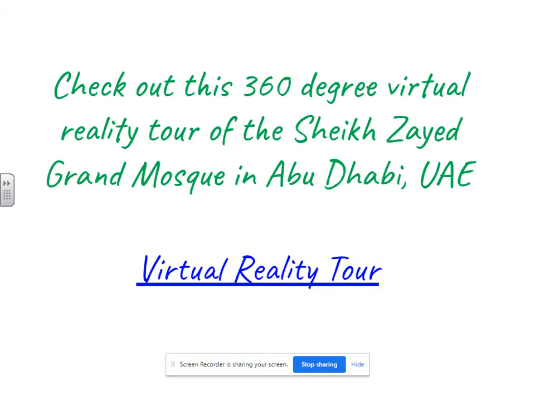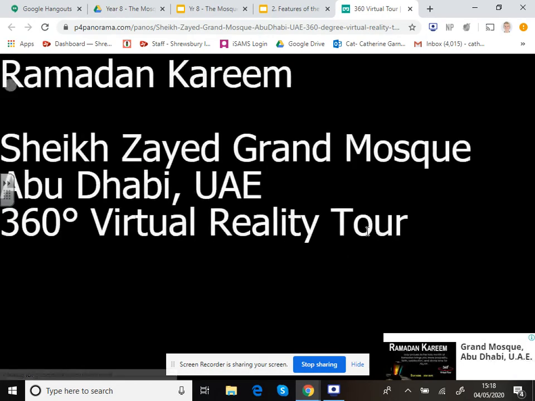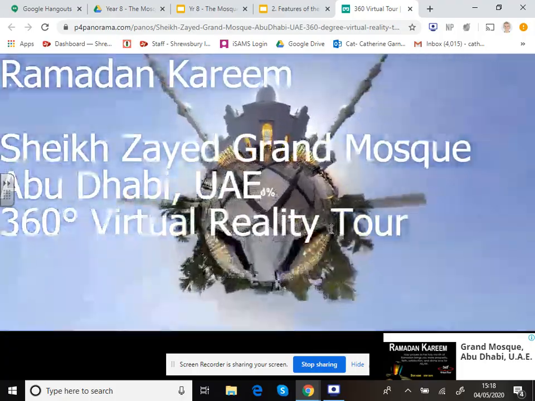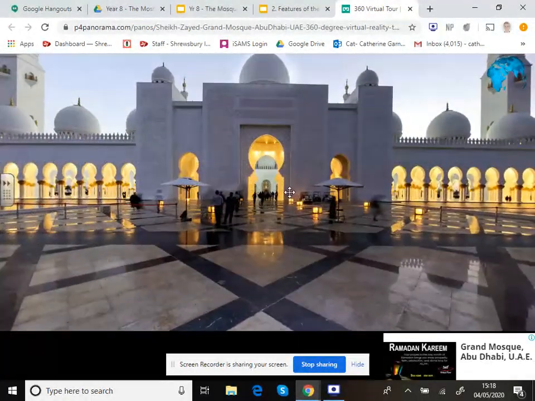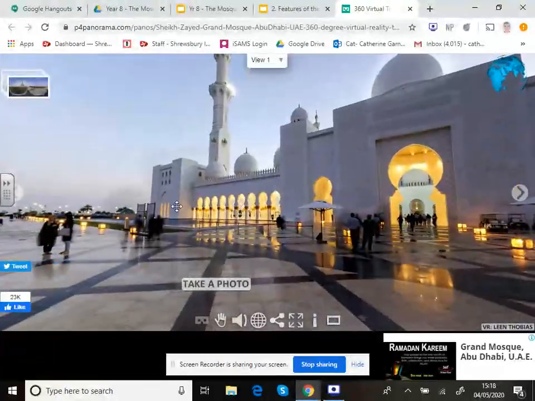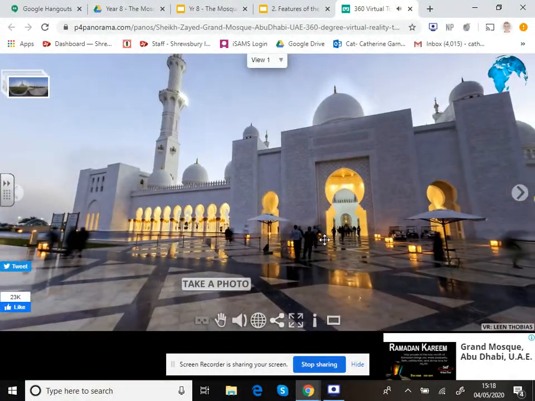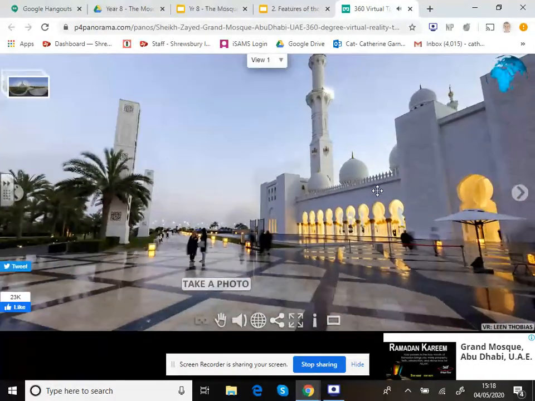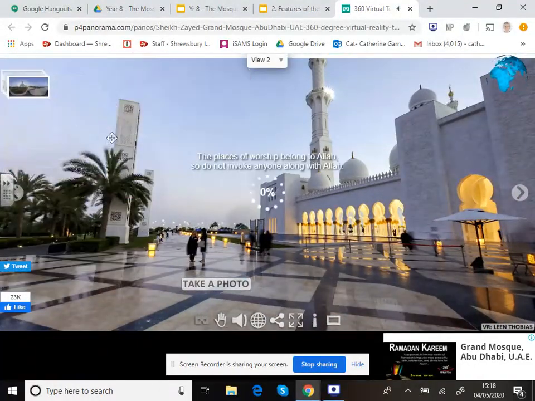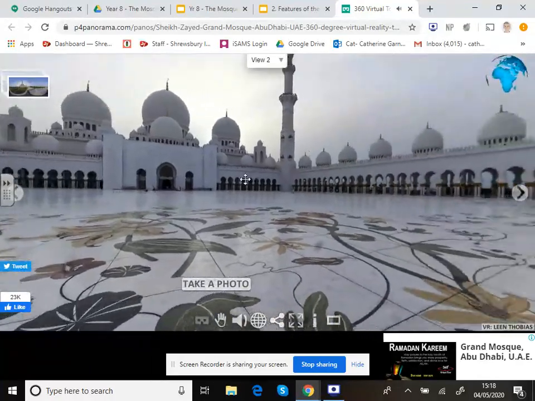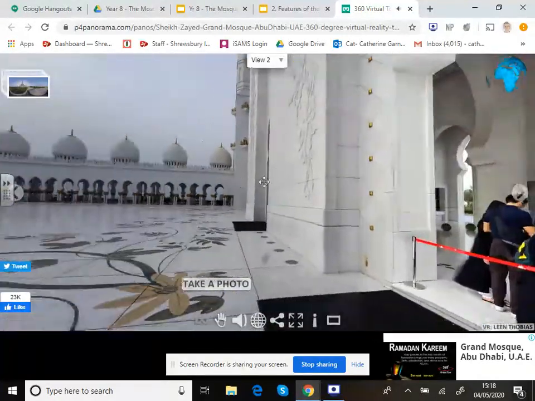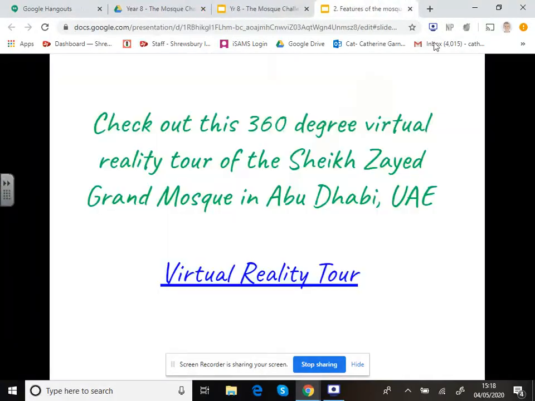So, just to give you a little bit of an insight into a mosque, I've included a 360-degree virtual reality tour of Sheikh Zayed Grand Mosque in Abu Dhabi. So you can click on this one and you can come back and have a look at it. Hopefully it's going to work. And it goes into a 3D virtual reality tour. And you can go through there and you can begin to explore different features of that mosque. Okay, so you can have a little look at the features and start thinking about why those features are important. Okay, I'll let you have a little look at that one.